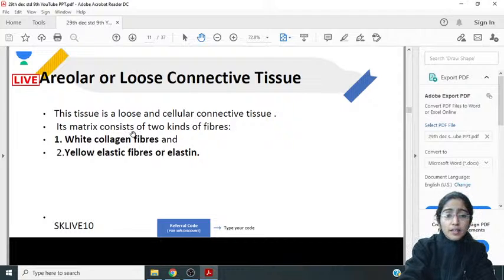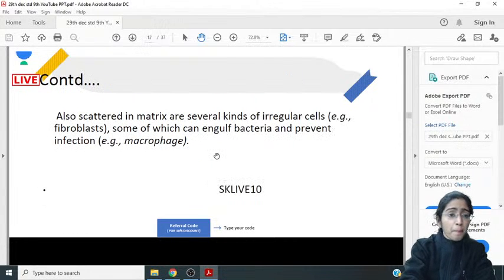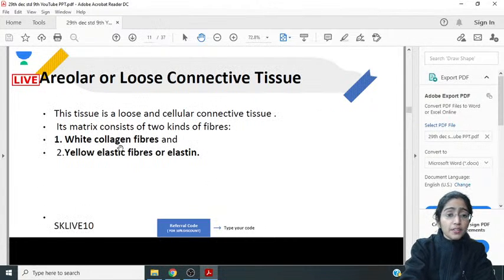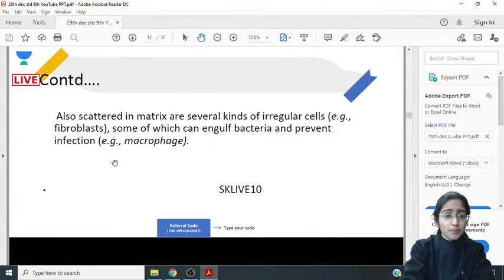Its matrix consists of two types of fiber: white collagen fiber and yellow elastic fiber, which is also known as elastin. What are the fibers that are present? White collagen fiber, when we are talking about the fiber cells and all. So which fibers are present? White collagen fiber and yellow elastin fiber, also known as elastin.